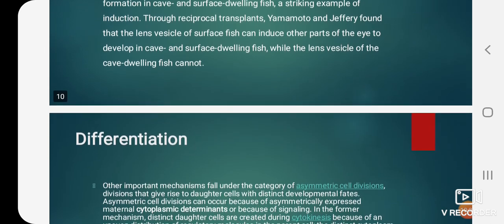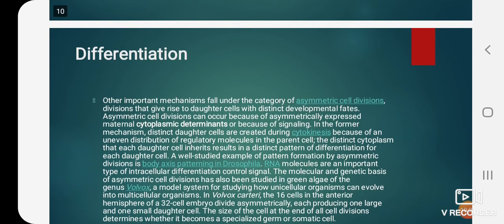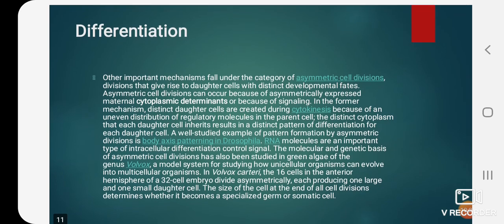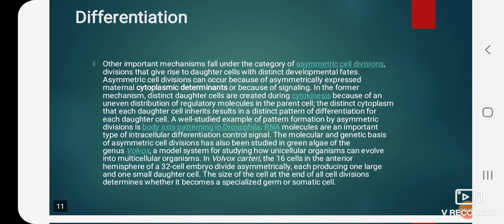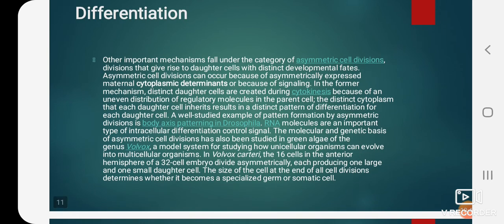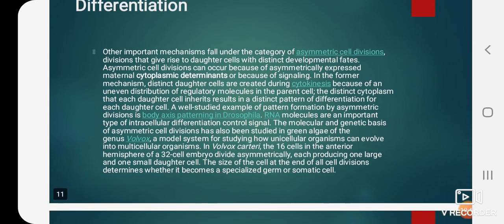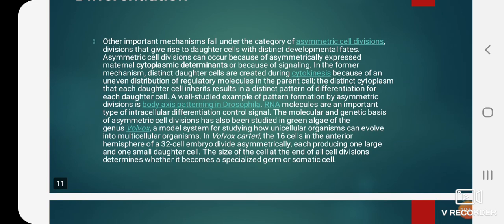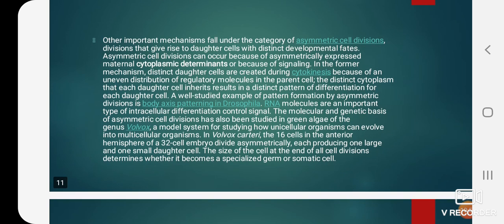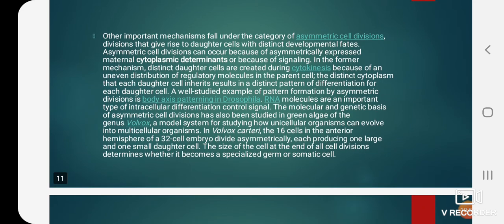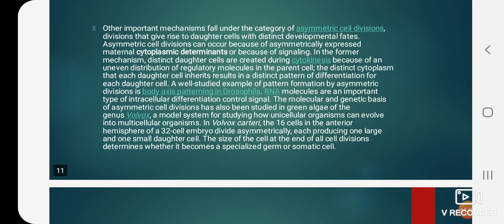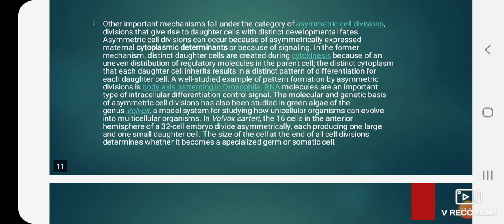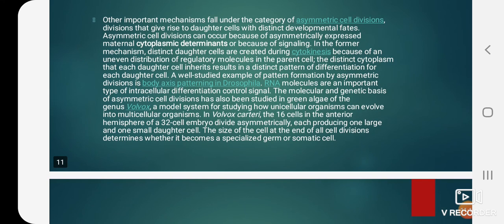So, students, other important mechanisms fall under the category of asymmetric cell divisions, divisions that give rise to daughter cells with distinct developmental fates. Asymmetric cell divisions can occur because of asymmetrically expressed maternal cytoplasmic determinants or because of signaling. In the former mechanism, distinct daughter cells are created during cytokinesis because of an uneven distribution of regulatory molecules in the parent cell. The distinct cytoplasm that each daughter cell inherits results in a distinct pattern of differentiation for each daughter cell. A well studied example of pattern formation by asymmetric divisions is body axis patterning in Drosophila.